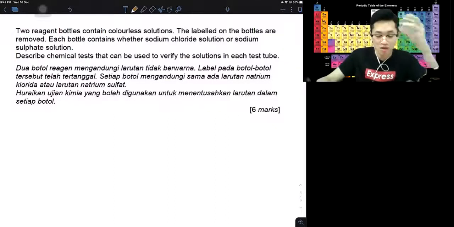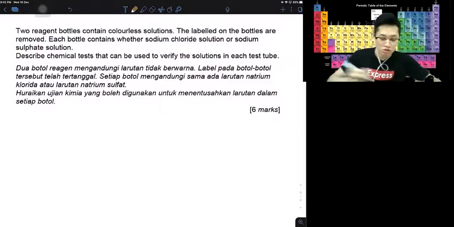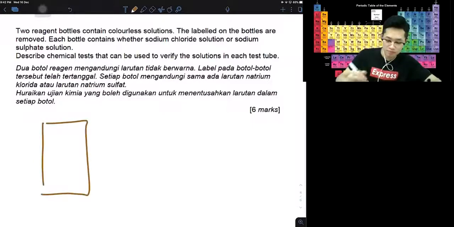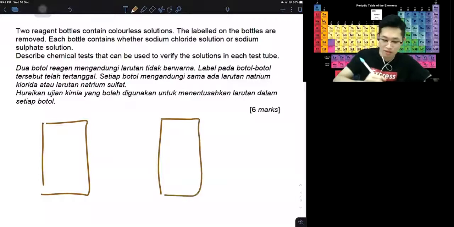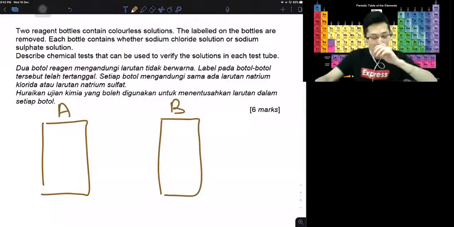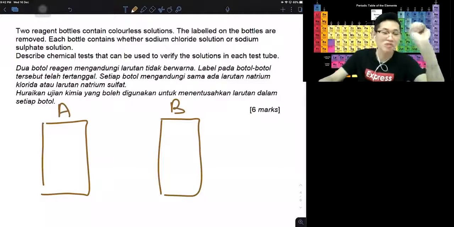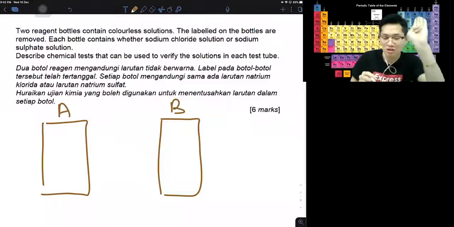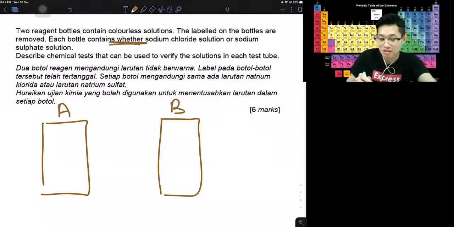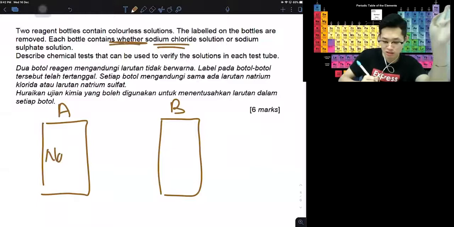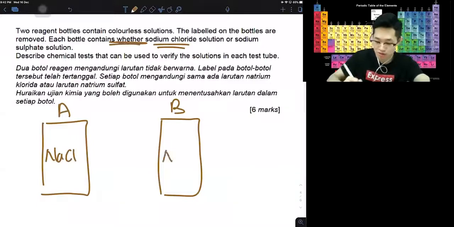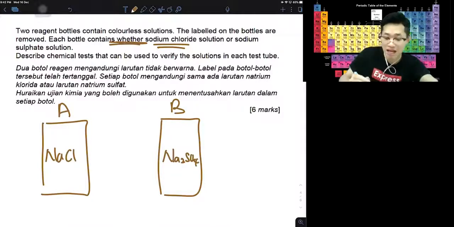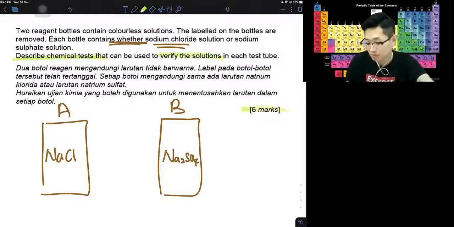So 2 reagent bottles containing colorless solution. So they told you that, oh, I got 2 bottles. Bottle A and B. Let's say I write myself A and B. The label on the bottle will be removed. Each bottle contains either sodium chloride solution or sodium sulfate solution. Describe a chemical test that can verify the solution in the test tube.